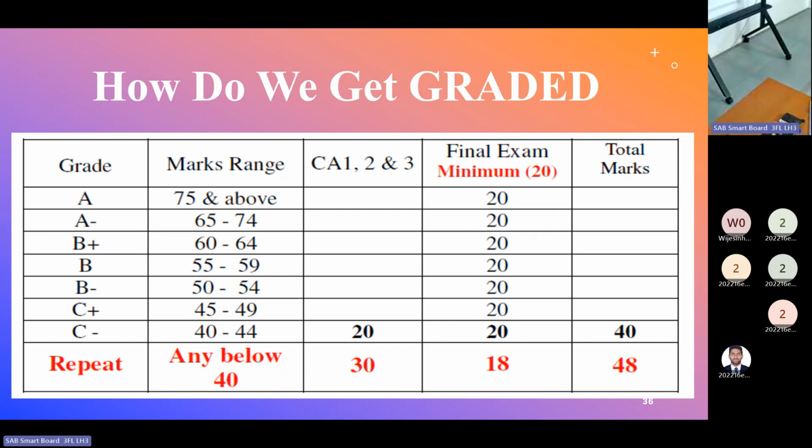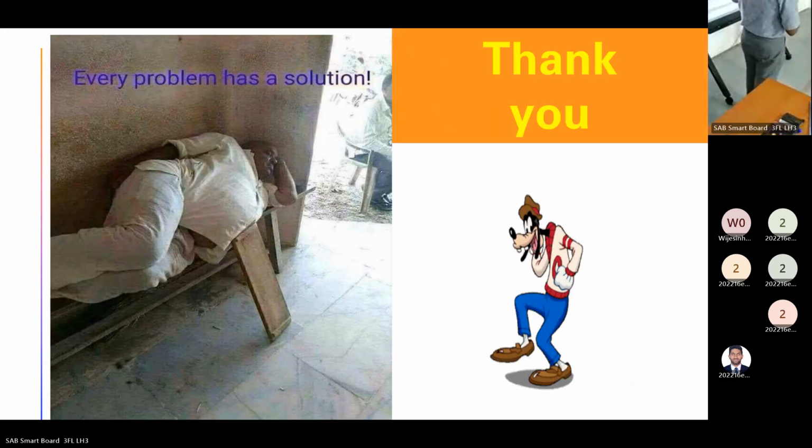That's why I put it here. Even if you get 30 in the CA component because of your group work and other things, and in other places students earn marks from activities, so they get 40 or 45 marks, if they write less than 20 in the final examination, they fail. So balance your preparation for both the CA and the final exam. That's the message.